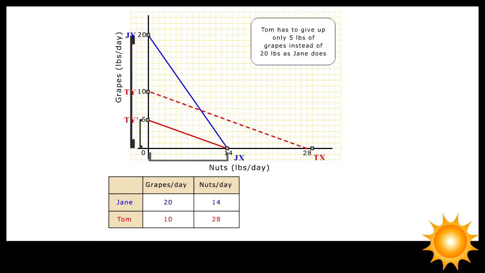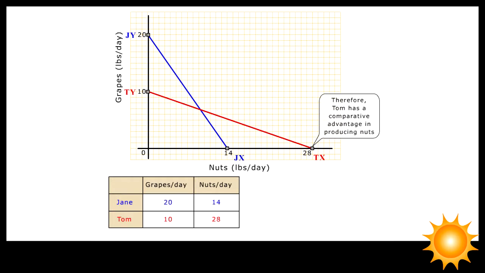Here we can simply read Tom's relative cost of producing 14 pounds of nuts in terms of grapes foregone from the vertical axis. That is 5 pounds of grapes. For Jane, the blue production function, she has to give up 20 pounds of grapes to produce the same 14 pounds of nuts. That is 15 pounds more grapes than Tom. Because of Tom's lower relative cost of producing nuts in terms of grapes foregone, we say Tom has a comparative advantage in producing nuts.